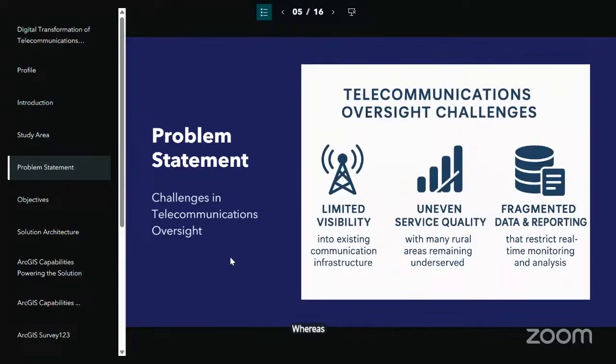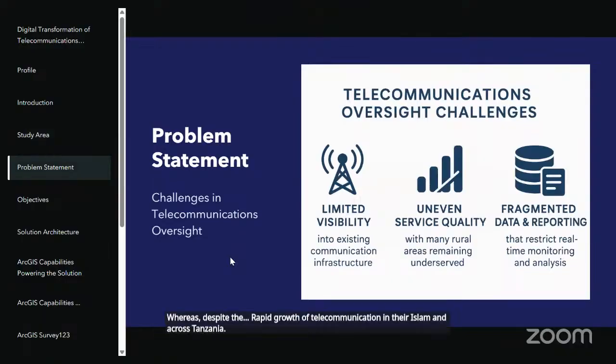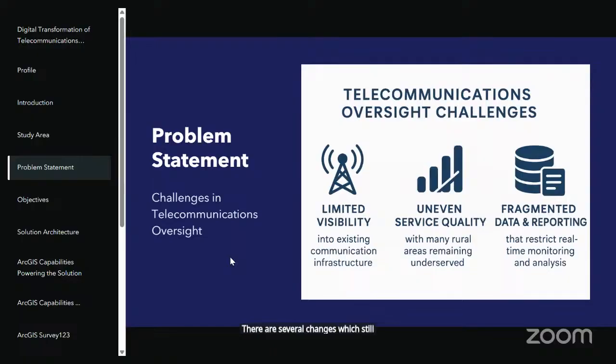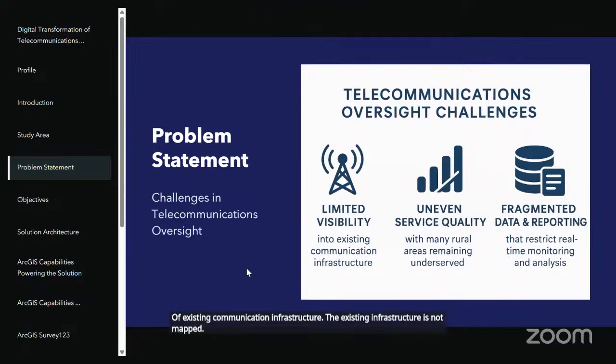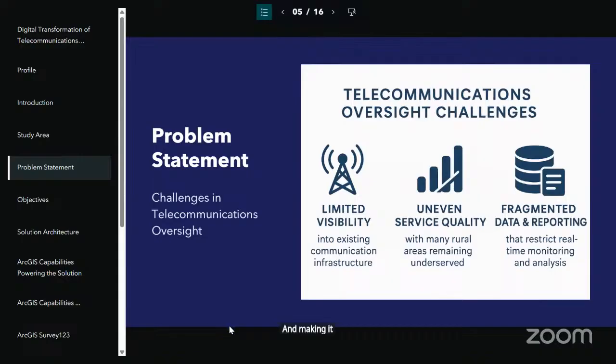Despite the rapid growth of telecommunication in Dar es Salaam and across Tanzania, there are several challenges which still limit the effective regulation and service delivery of the communication services, as there is often limited visibility of existing communication infrastructure. The existing infrastructure is not mapped, making it difficult to plan and manage resources efficiently.